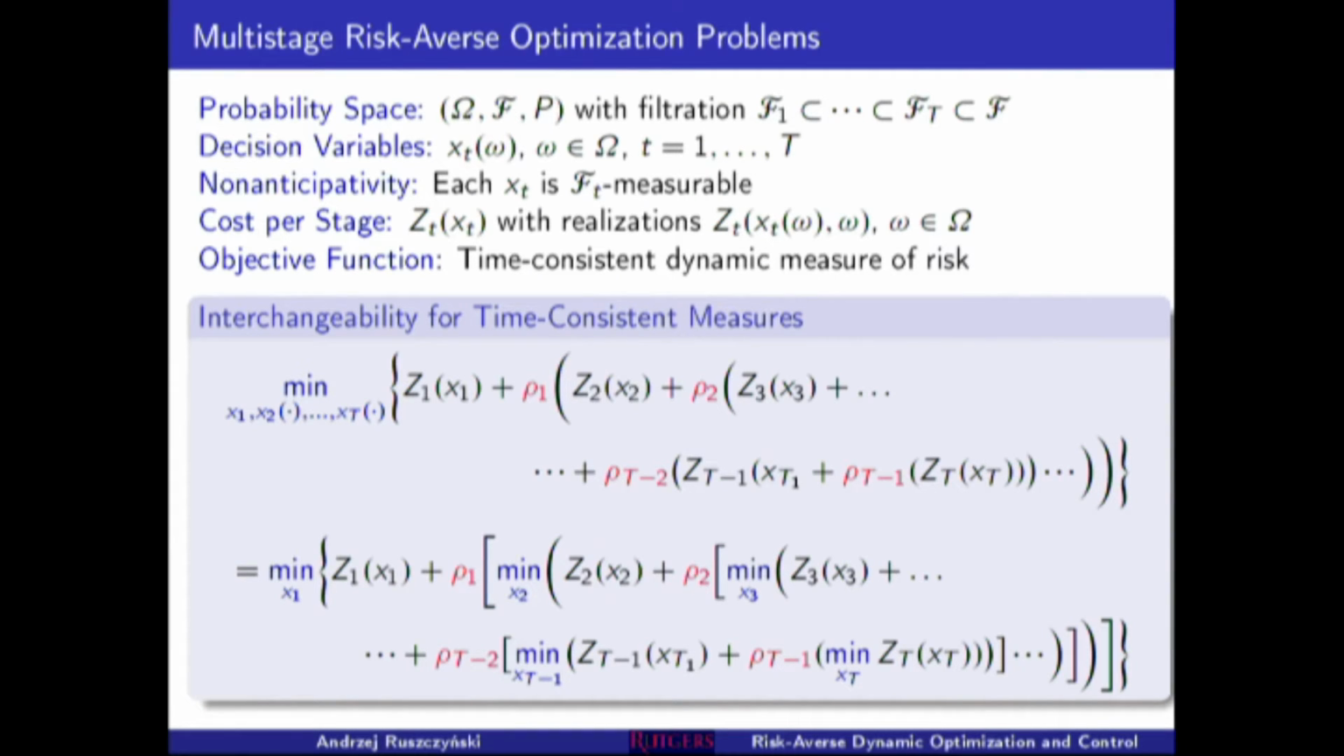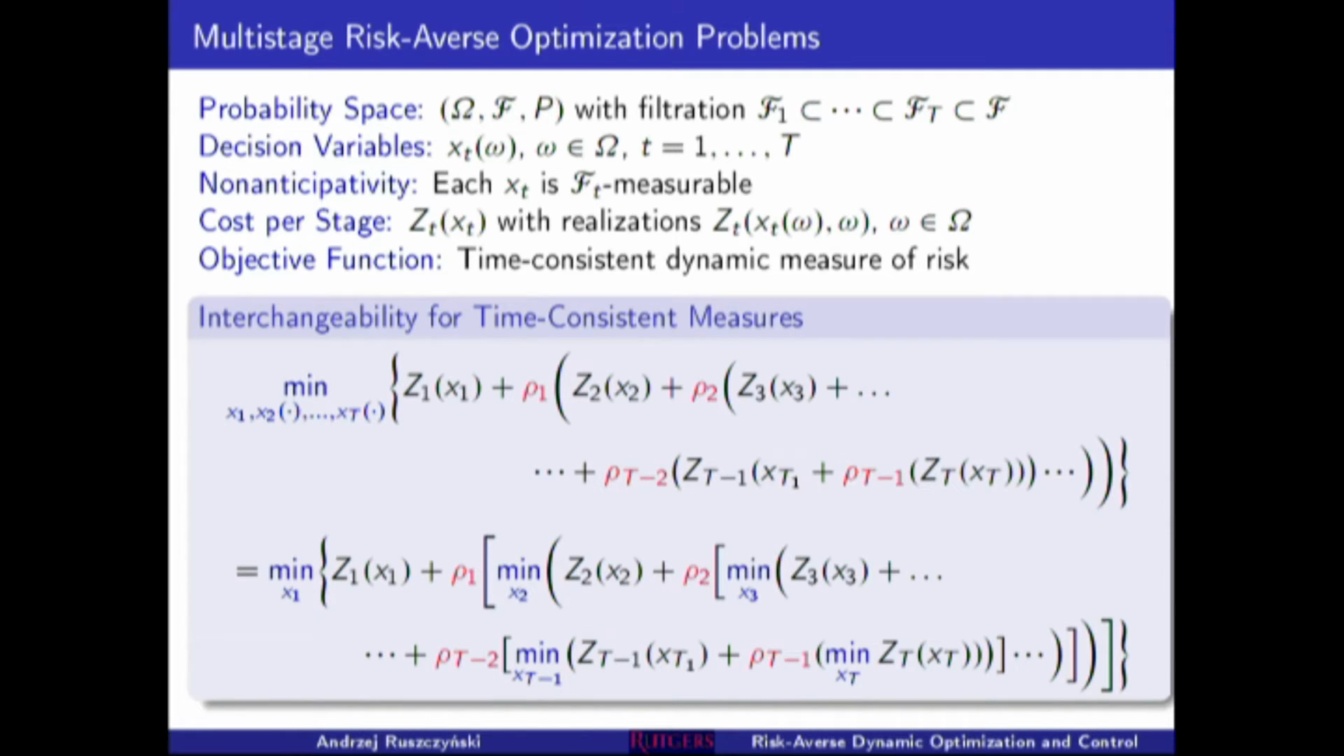Okay? Now, by using the fact that we have such a nested structure, we can derive, of course, under some technical requirements, which I'm not going to present here, a very important interchangeability property. So we can look at the dynamic optimization problem in two different ways, both extremely important.